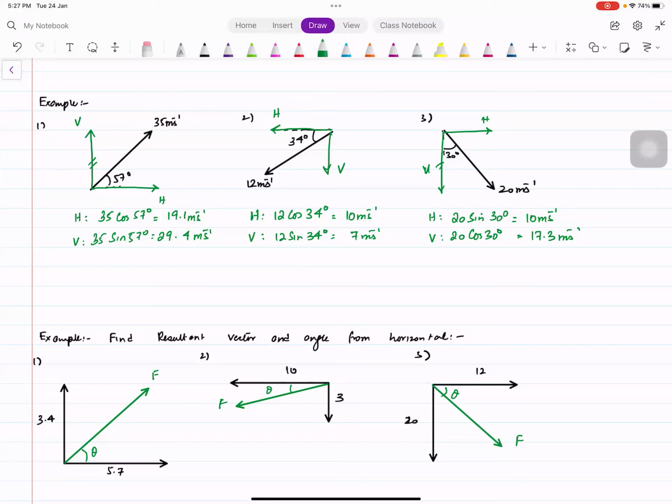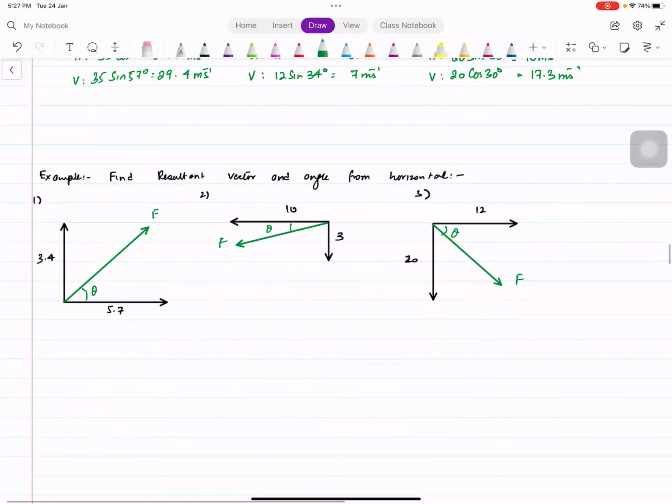Now, finding the resultant is super easy. What you can do is use the Pythagoras theorem. For the Pythagoras theorem, you just need to find F.